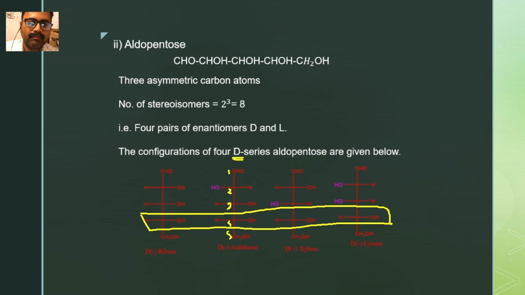So we observe that in the first structure both OH groups are on the right hand side. In the second, the second OH group is on the left hand side. In the third, the second carbon atom has the OH group on the right hand side, and the third carbon atom's OH group on the left hand side, and in the fourth structure both OH groups are present on the left hand side. But the position of the fourth group, or the position of the third OH group, does not change, so it is always present on the right hand side. Then only it is the D isomer. Okay.